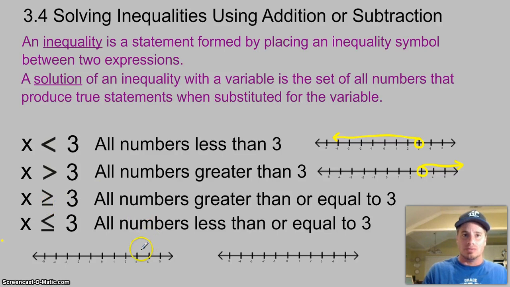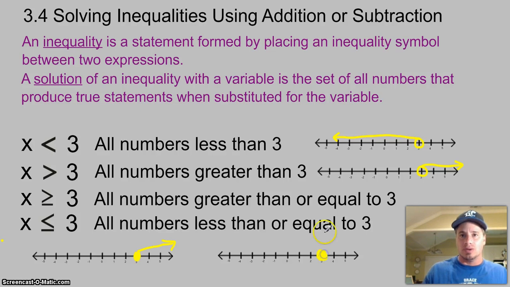So we graph that a little differently. I'm going to circle the 3 again, but because it is part of the solution, I color the circle in. So anytime I have a little equal sign here, I'm going to color the circle in. Greater than goes to the right. Well, my line went up. It's not supposed to, but that's pretty bad. The next one, x is less than or equal to 3. Again, circle it. Because it has an equal sign, it includes the 3.